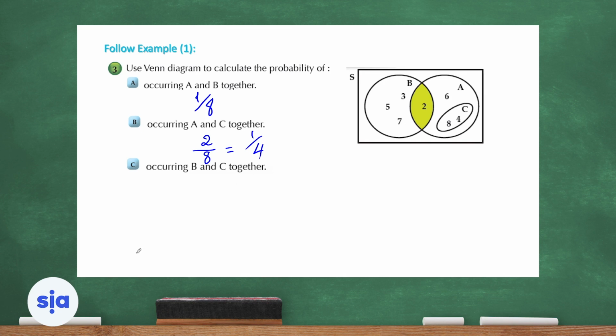B and C together, as you can see that we don't have any intersection between B and C. That's why the probability of B and C together is 0, because we have no intersection between them. 0 over 8 is 0.